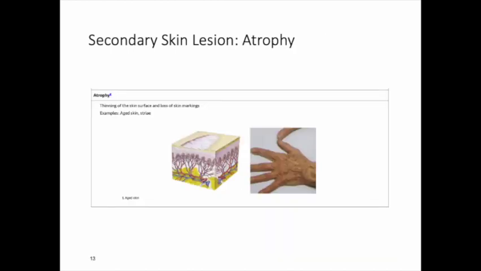Atrophy happens when we age, and it's the thinning of the skin surface and the loss of skin markings. However, another type of atrophy or atrophic scar could be striae that can happen with pregnancy or just the stretching of her skin, and in more layman's terms would be called a stretch mark.